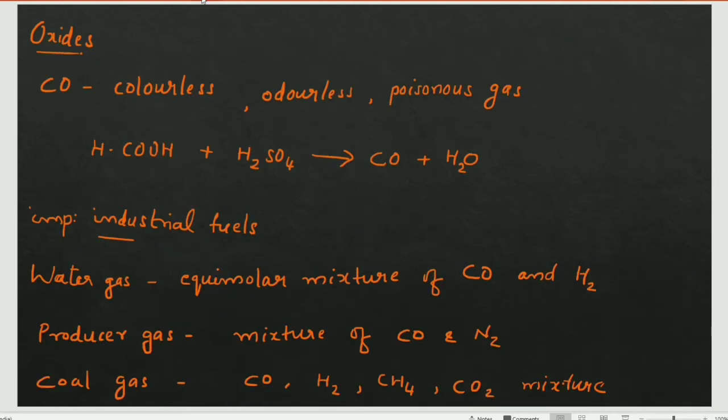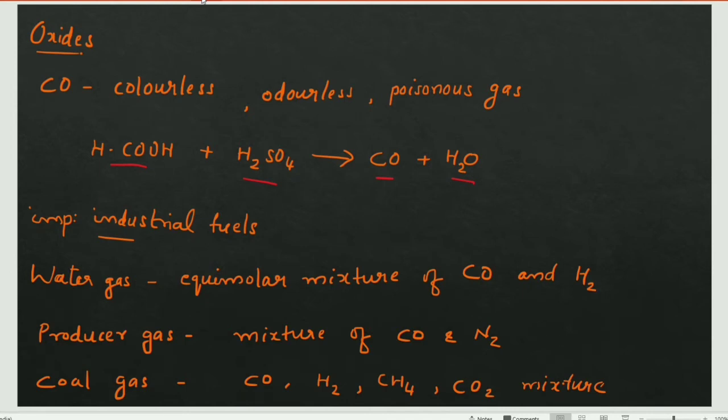Next is oxides. CO, carbon monoxide, is a colorless, odorless, poisonous gas. And how is CO formed? Formic acid is reacted with H2SO4: HCOOH plus H2SO4 gives CO plus water. CO is also an important industrial fuel.